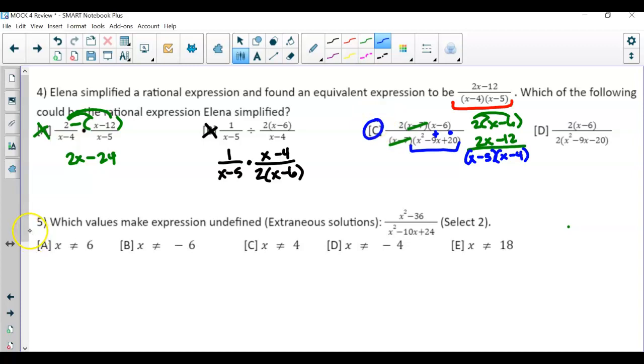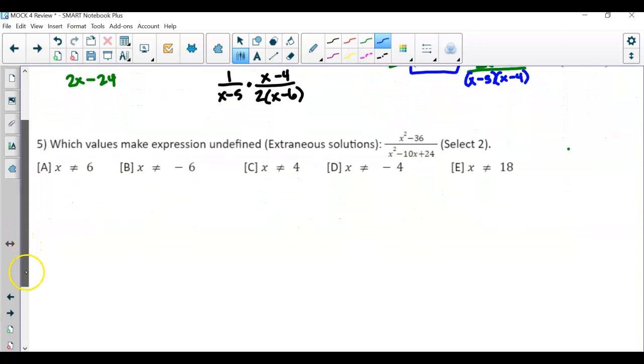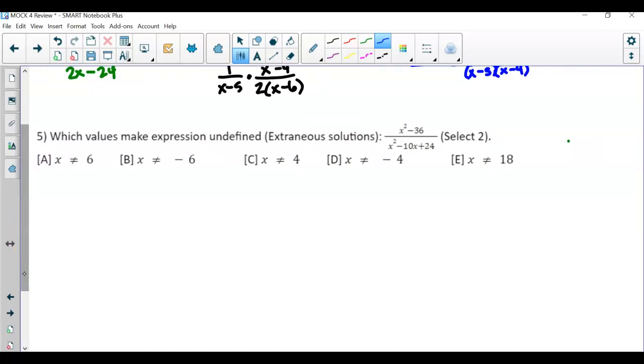So question number 5. What values make this expression undefined? So here in this case, guys, remember, I don't need to factor because if I'm looking for the values that make this undefined, remember a fraction cannot be divided by 0. So I'm only going to focus on the denominator. That's it. X squared minus 10x plus 24 cannot equal 0.